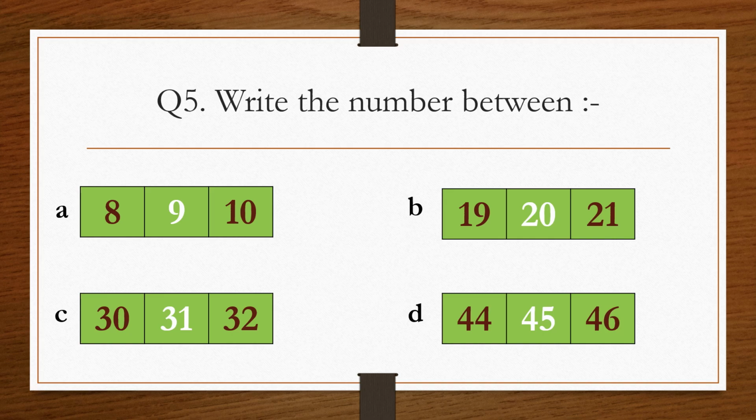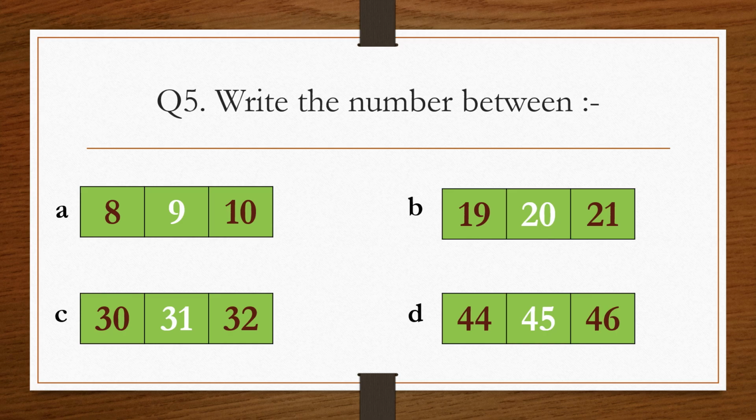9. If we are counting the numbers, then what do we get in between 8 and 10? Let us count. 1, 2, 3, 4, 5, 6, 7, 8, 9, 10. Students, now you can see that what came in between 8 and 10? 9. So what will we write as the answer? We will write 9.